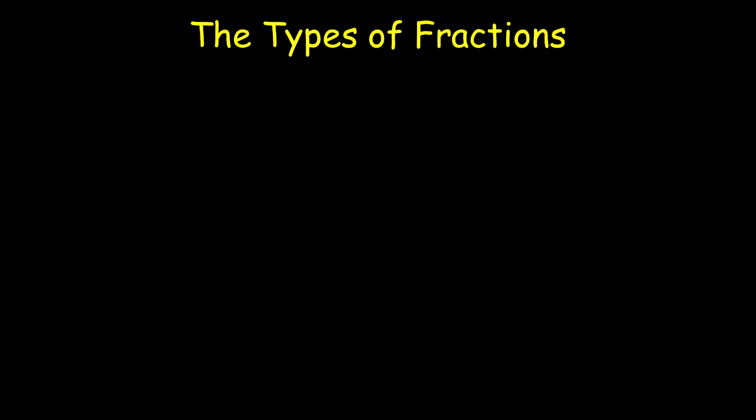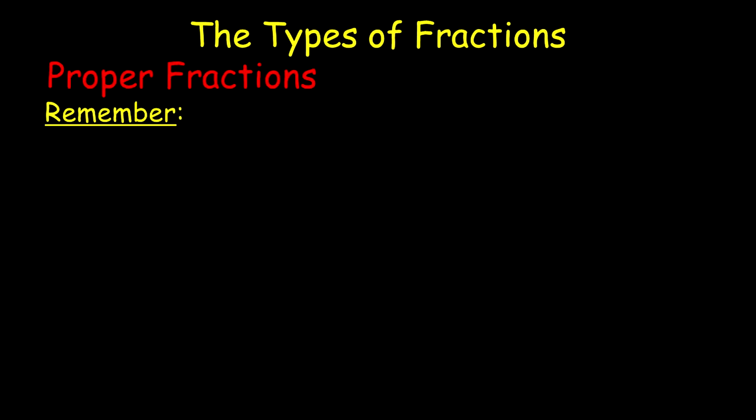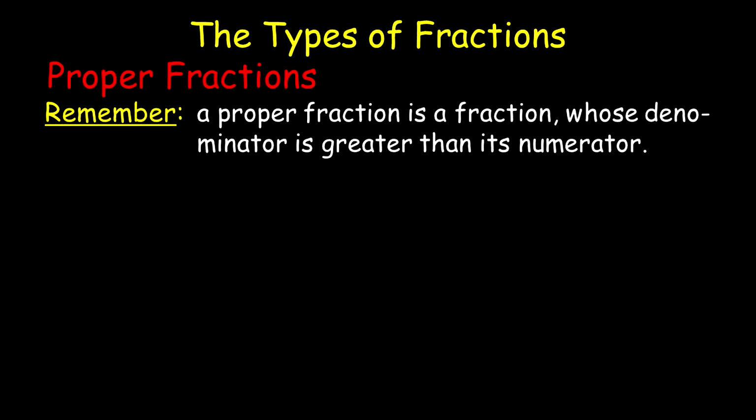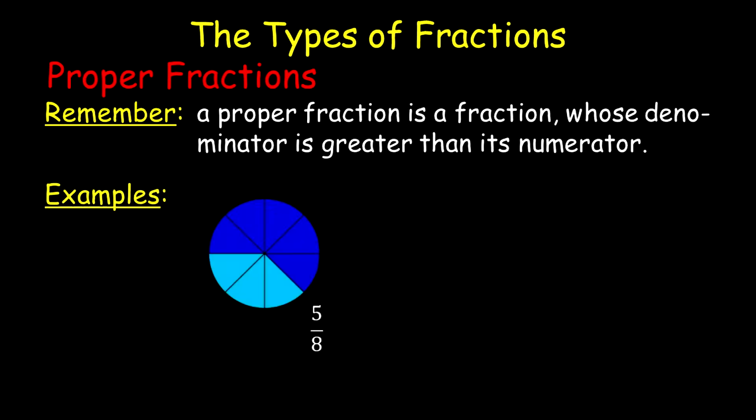Let's start. And the first type of fraction is proper fraction. Remember, a proper fraction is a fraction whose denominator is greater than its numerator. For example, 5/8. The denominator 8 is greater than the numerator 5.